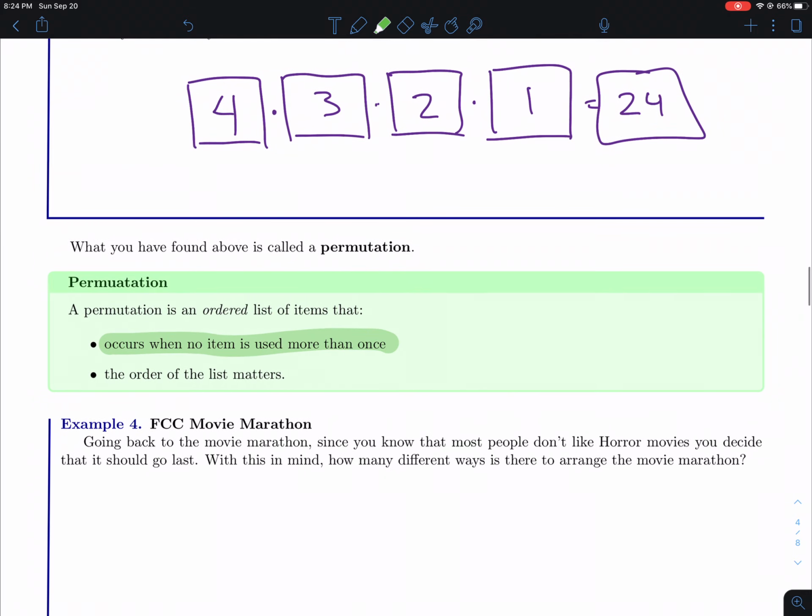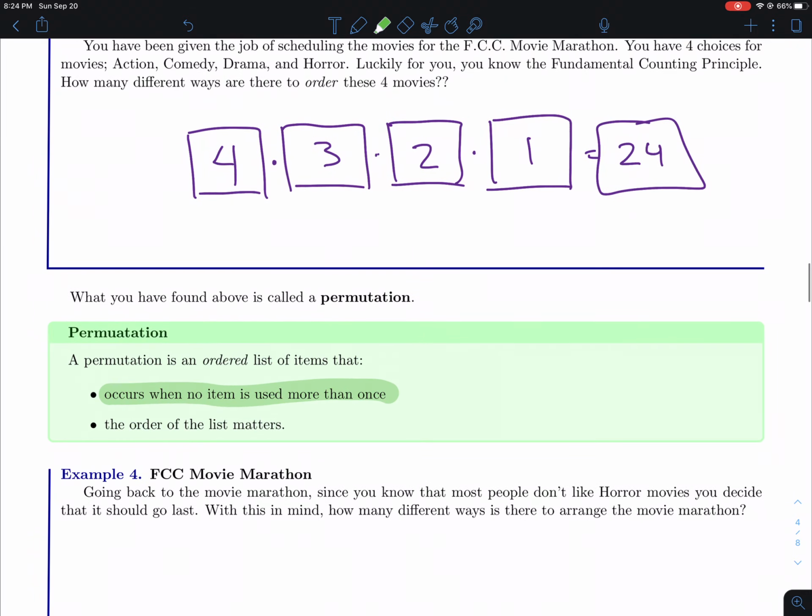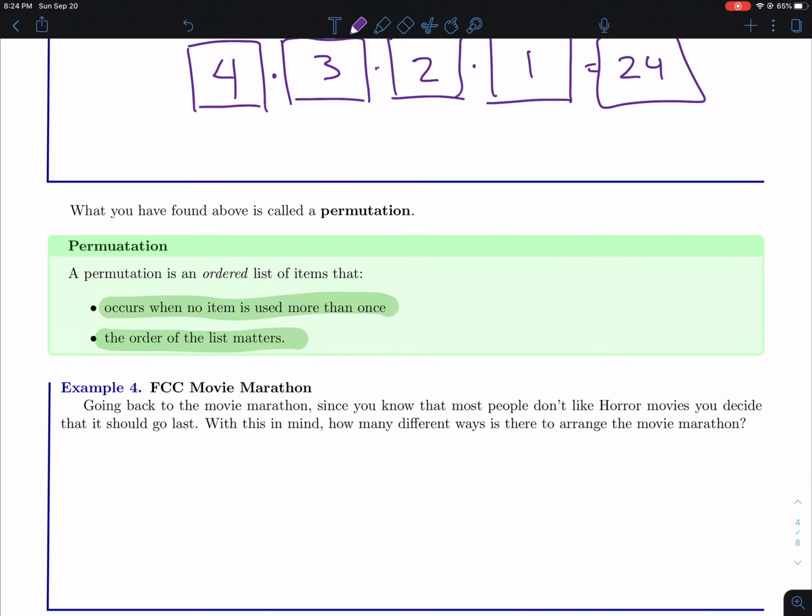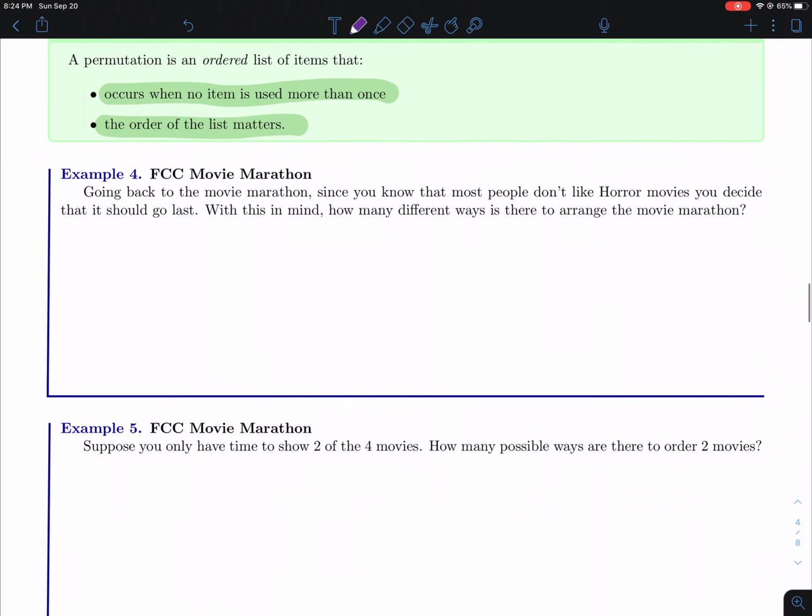So in this case, notice the 4-3-2, it would be a big difference if I played the horror movie first versus the action movie first. So the order of these does matter. So again, that's something to keep in mind. All right, so let's continue on with our movie marathon.